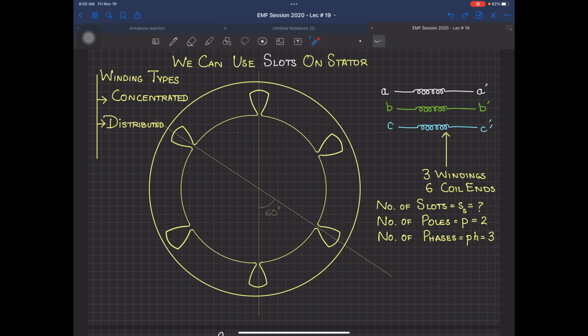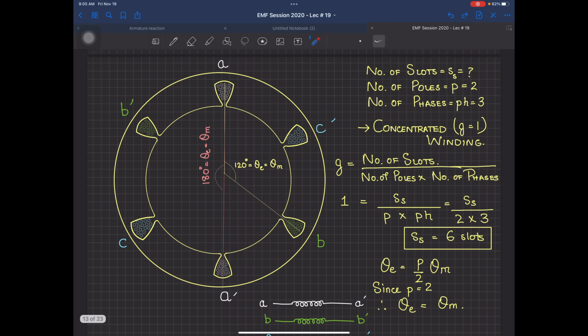Now, if I am first of all talking about concentrated winding, listen to this very carefully. Then I am going to talk about a new parameter, which is G. That G is equal to the number of slots divided by, in the denominator, the number of poles and the number of phases. Now, whenever you are designing a machine, your customer is actually going to ask you how many poles you want. And remember, just like a DC machine, your number of poles is always going to be even.